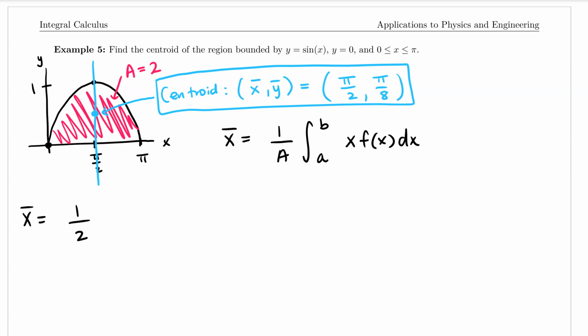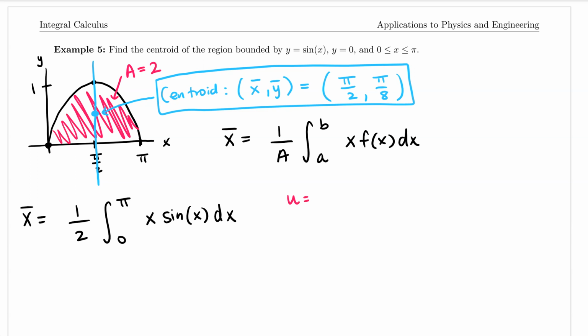We know from earlier that capital A is equal to 2, and our limits of integration are from 0 to pi, and then we have x times our function, which is sine of x. Take a moment, pause the video. Do you know how to integrate this function? If you said integration by parts, you would be correct.